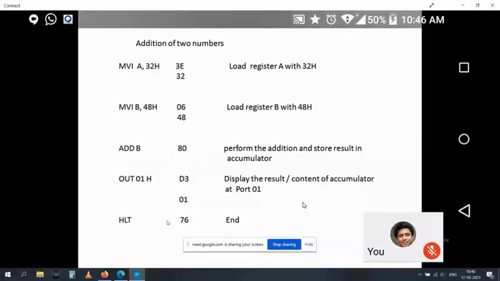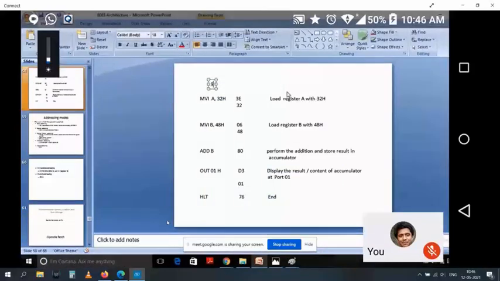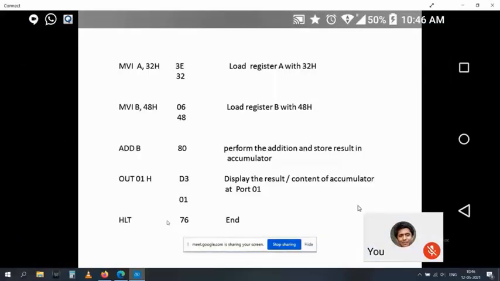So suppose, no, addition of 2 numbers is wrong. I wanted to give some example which I did not give. See, I have tried to sort out something.